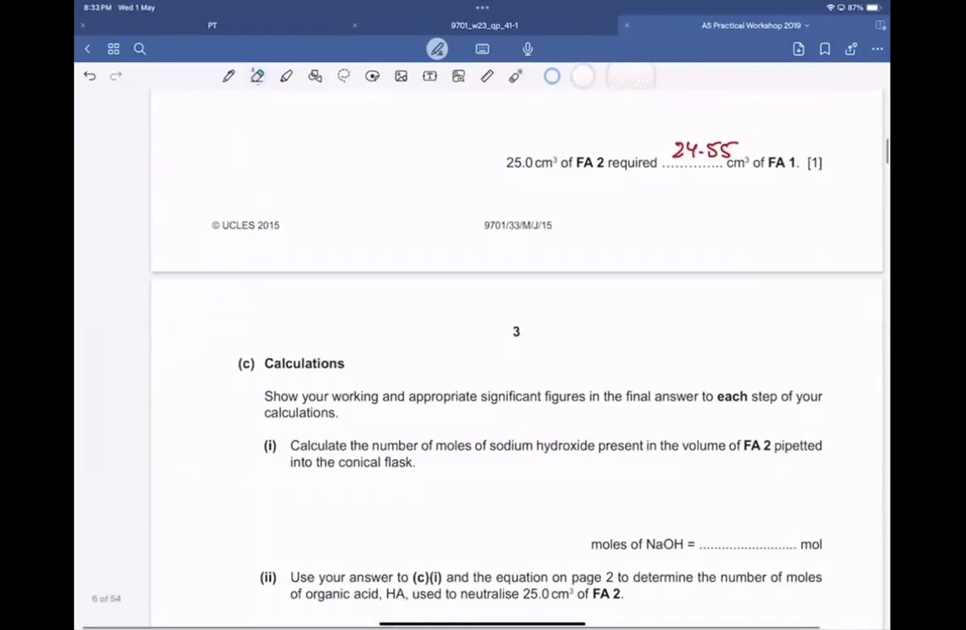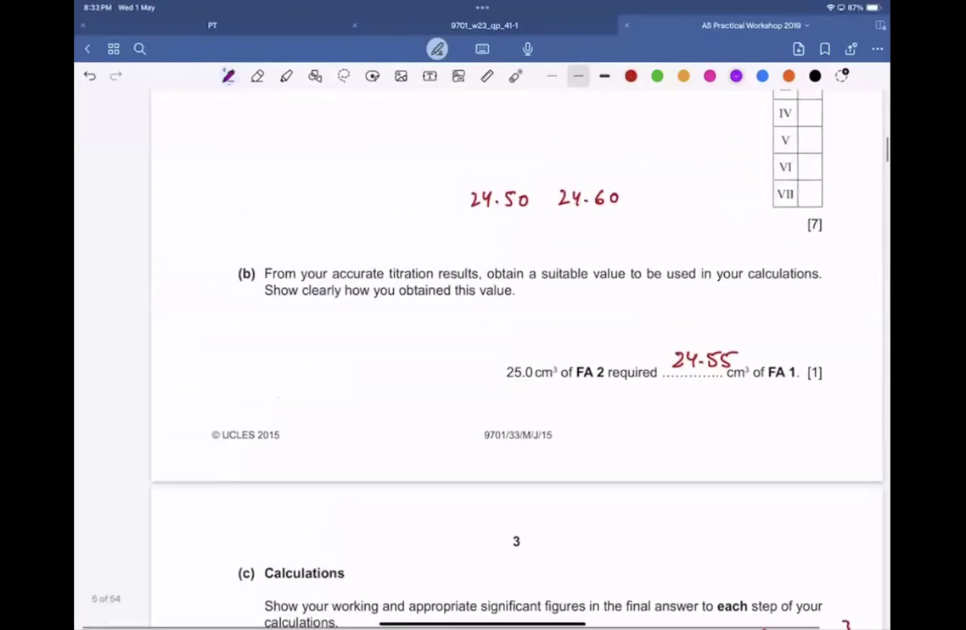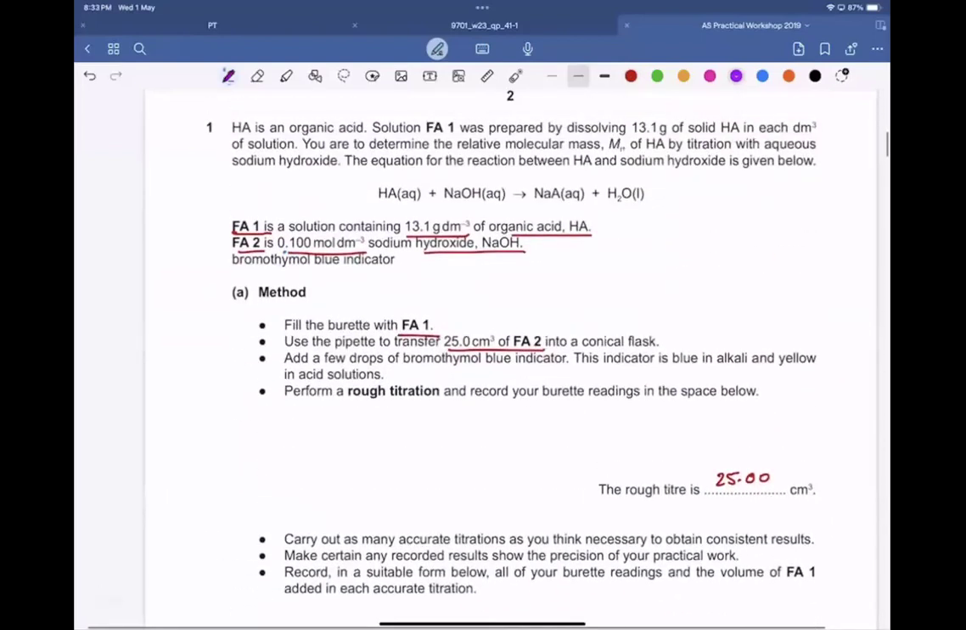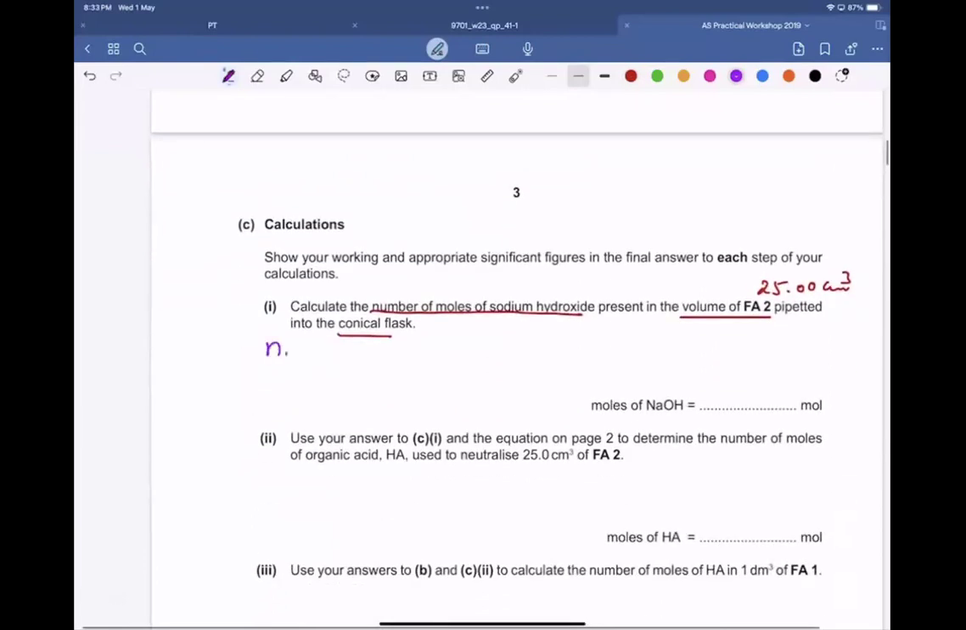Now what they are saying: calculate the number of moles of sodium hydroxide present in the volume of FA2 pipetted into the conical flask. Okay, so the volume that is pipetted is 25 centimeter cube, right? And we know the concentration of FA2, it's 0.1 mole per dm cube. So the moles of sodium hydroxide would be its concentration times volume in decimeter cube.